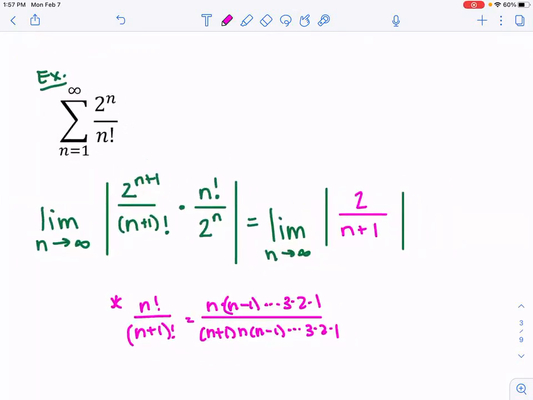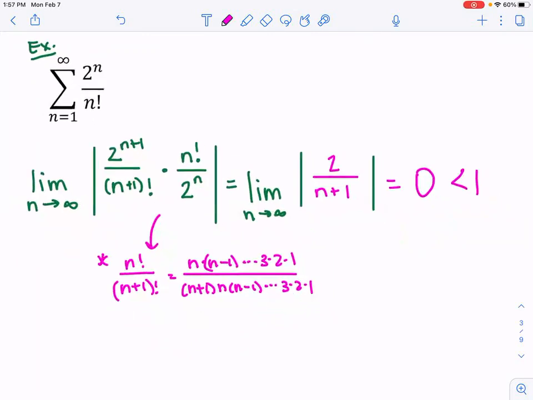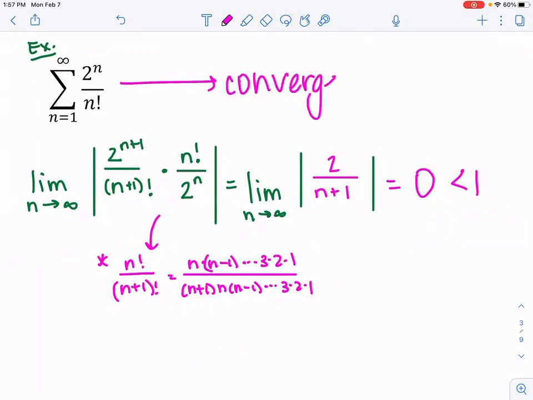Okay. So what's our limit? That's 0. Which is less than 1. Therefore, this series converges by the ratio test. So great.